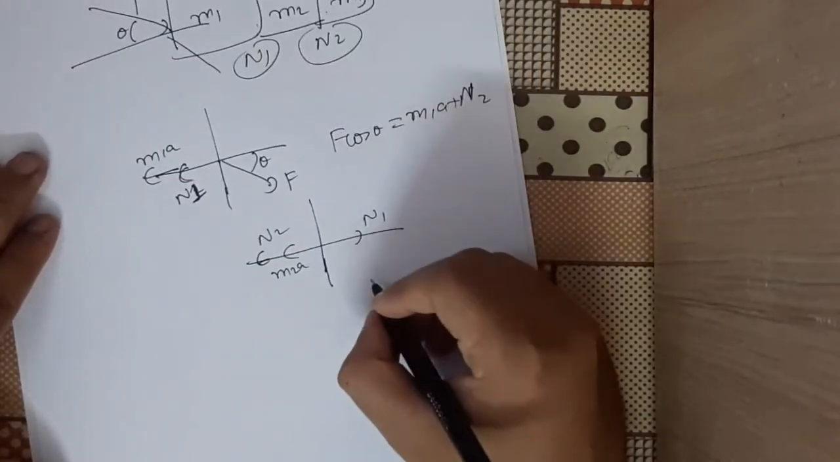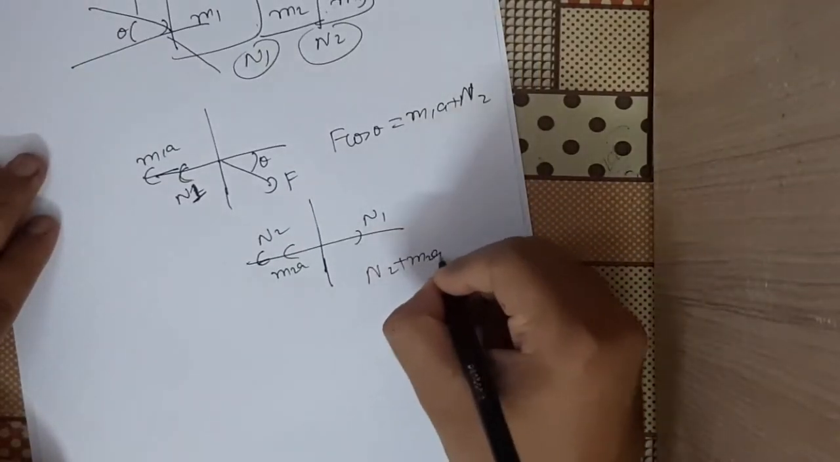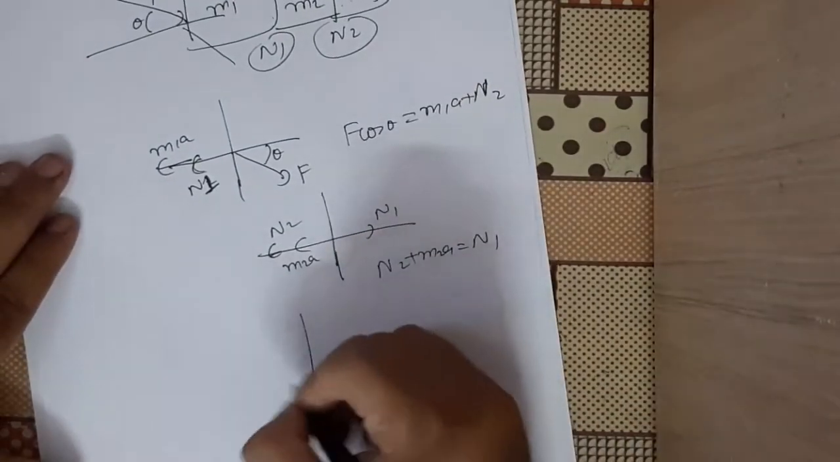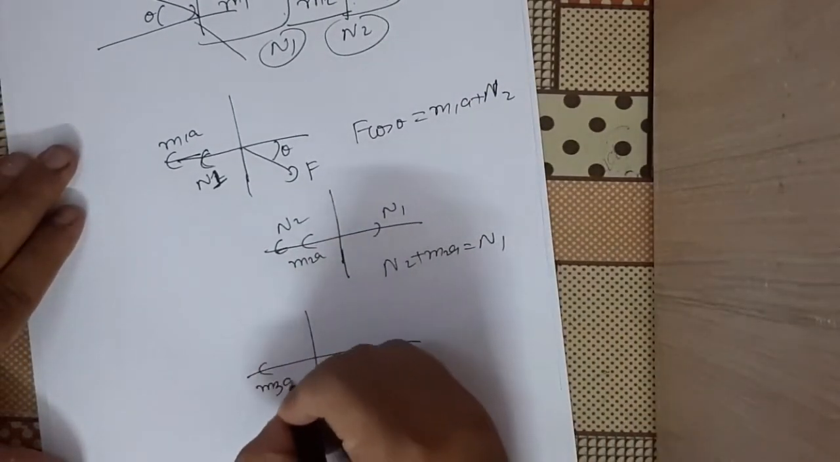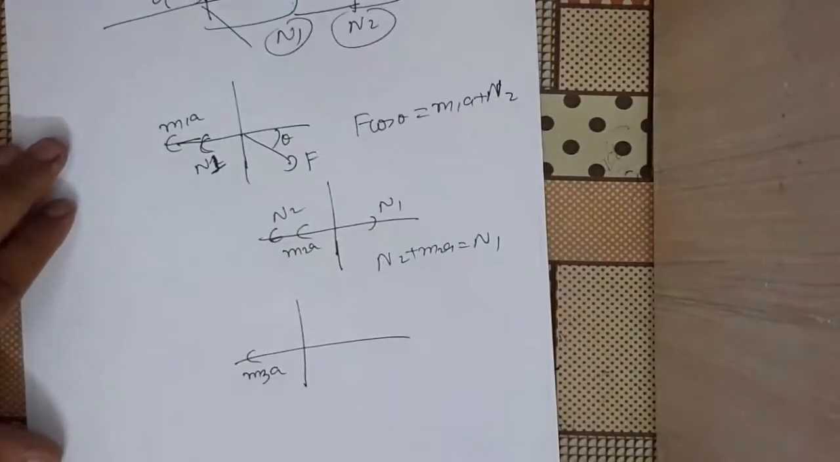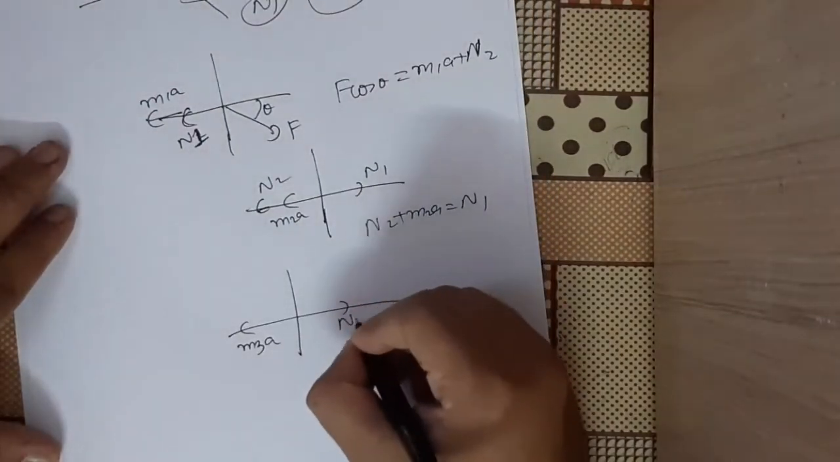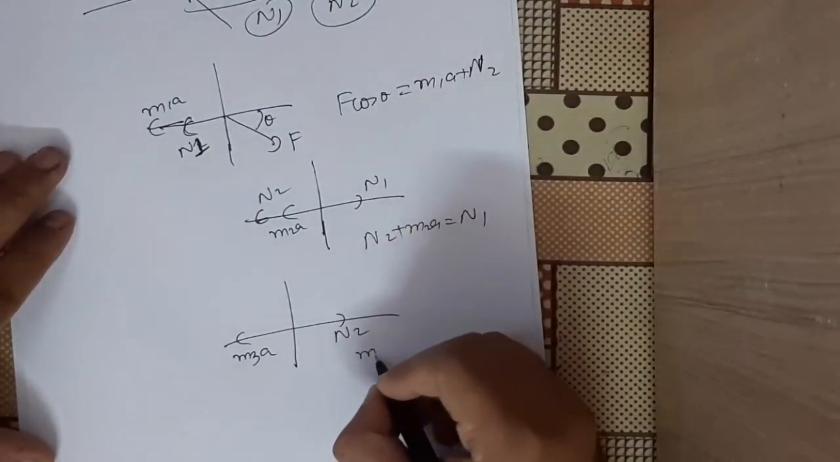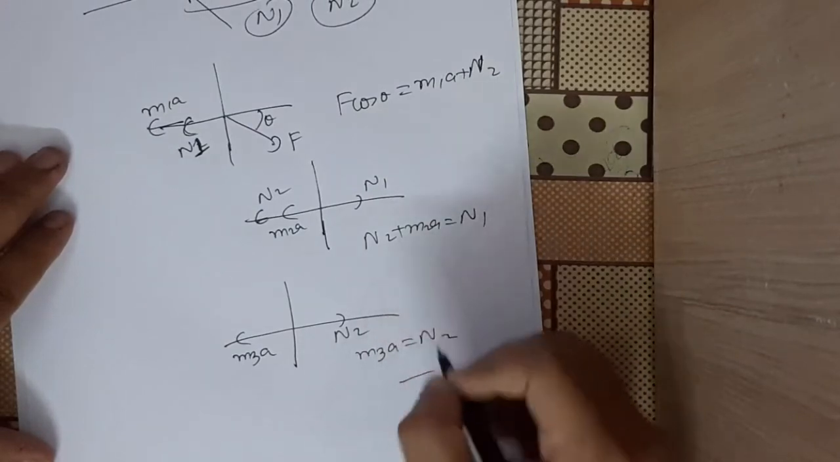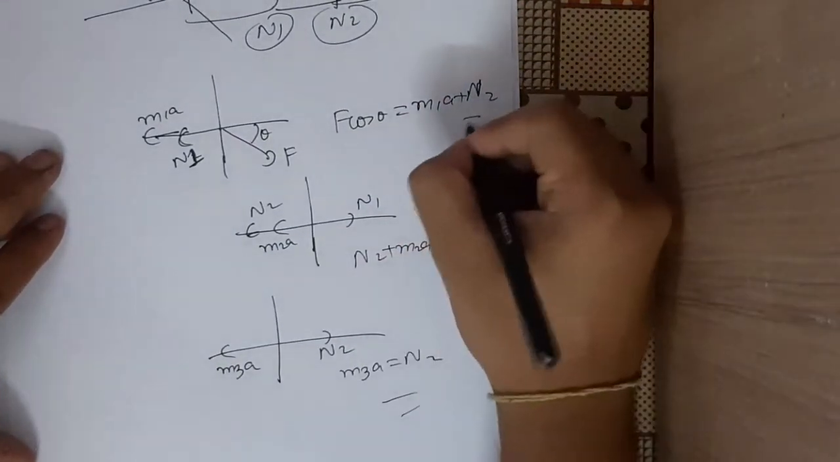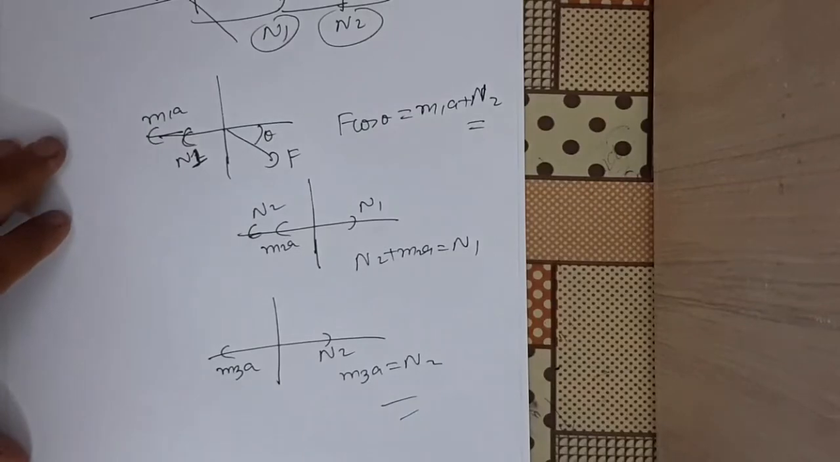So for m2 you can write N2 plus m2a is equal to N1, and then for m3 you can write similarly that m3a will be backwards because it is accelerating forward, so the pseudo force will be backwards, and then there will be a force N2. So you can write the equation from here also, m3a is equal to N2. So there are three equations and there are three variables, N2, N1 and a. So you can eliminate a and you can try to get N1 and N2.